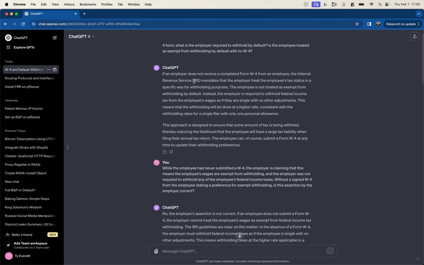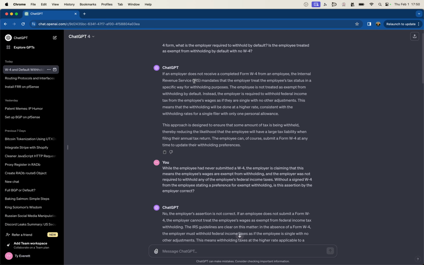So let's talk about potential liability. If an employer deliberately fails to withhold taxes under the guise of giving an employee a raise, this is a misinterpretation of tax laws and payroll practices. Such actions could be seen as tax evasion or non-compliance with federal tax withholding requirements. The employer could be held liable for the taxes not withheld, including penalties and interest. The IRS places the responsibility on employers to correctly withhold and remit taxes.